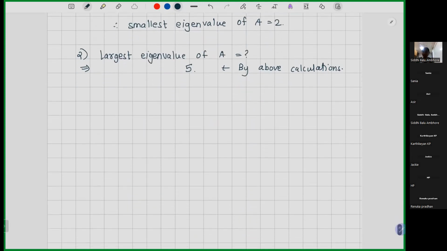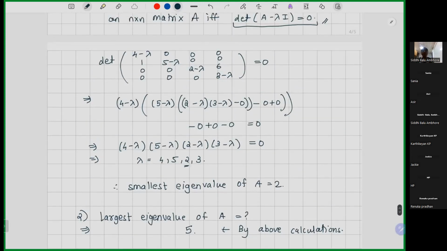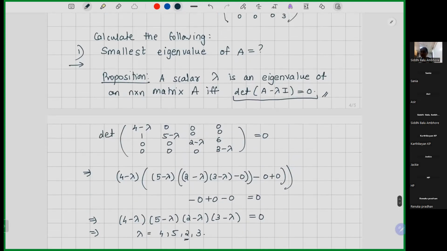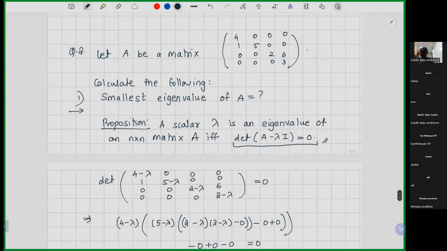Ma'am, it can be easily found by the canonical form also. Yes, we can do that, because in the Jordan canonical form, if we find the eigenvalue, then it can be easily found. Yes, there are two blocks. Then this is lower triangular, this is upper triangular, and for a triangular matrix the eigenvalues are the diagonal entries and so on.